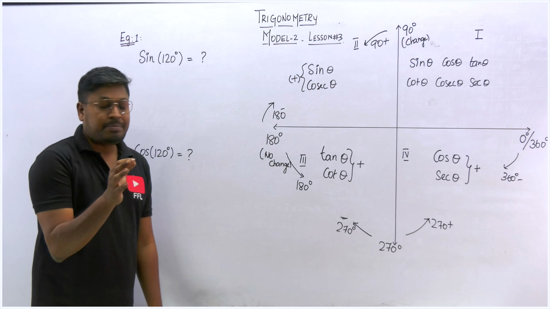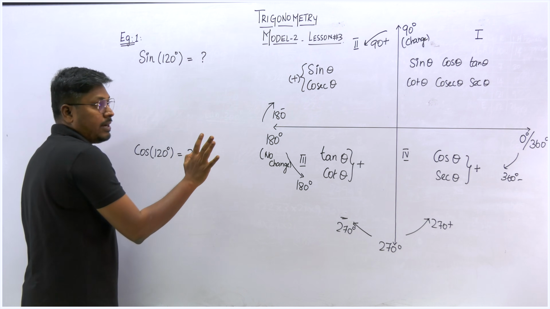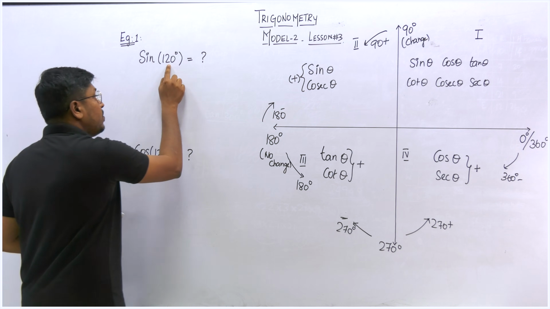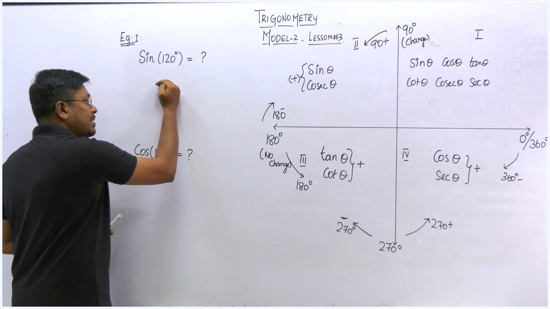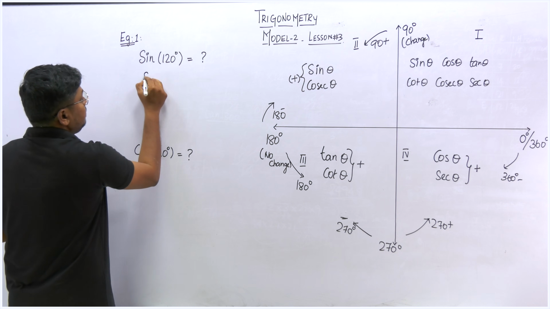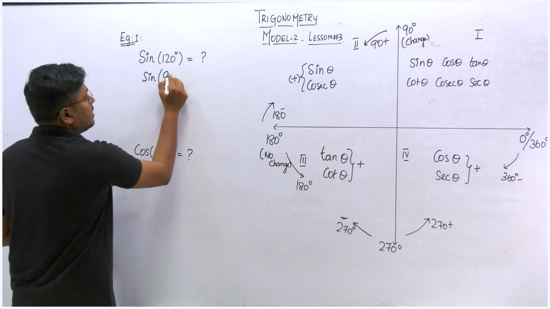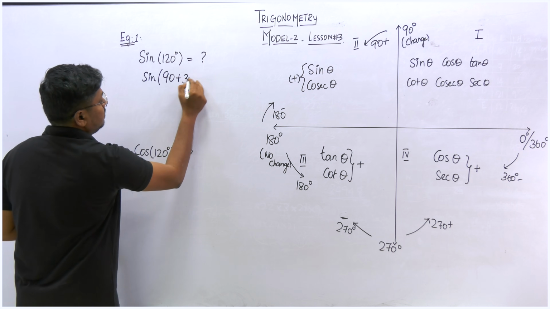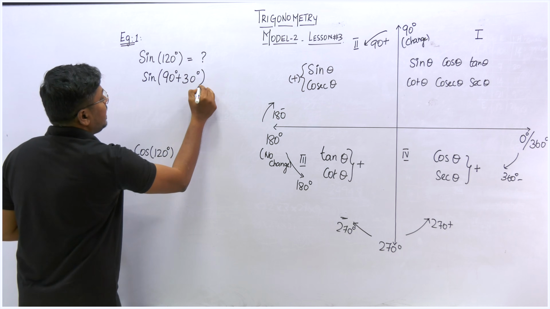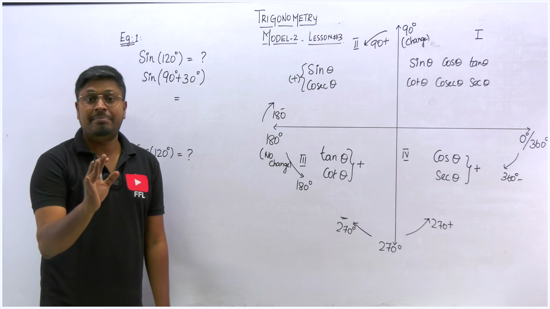The first step is to split this 120 according to the chart angles. Do not look at the chart yet. First, you have to split the value. After splitting the value, you check the chart. So sine 120: this 120 can be written as 90 degrees plus 30 degrees. Yes or no? Because 90 plus 30 is 120.